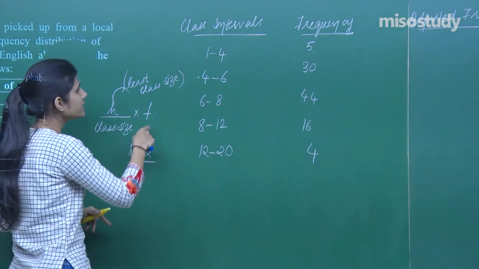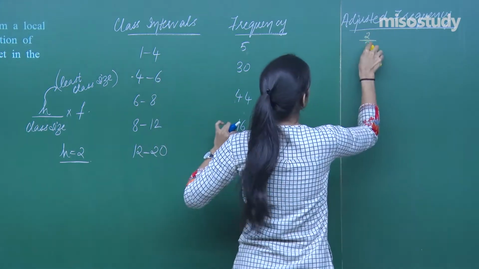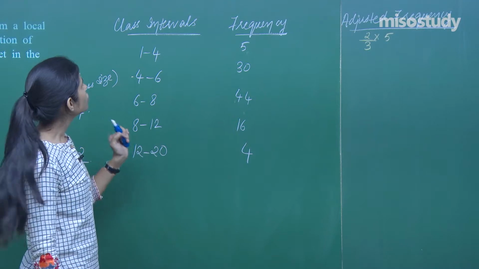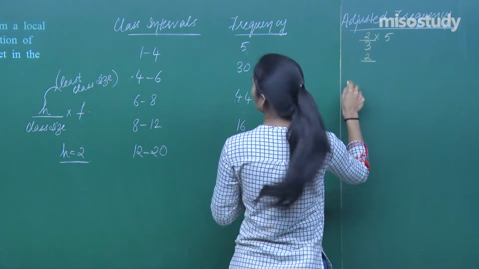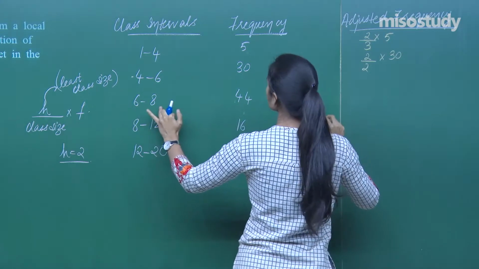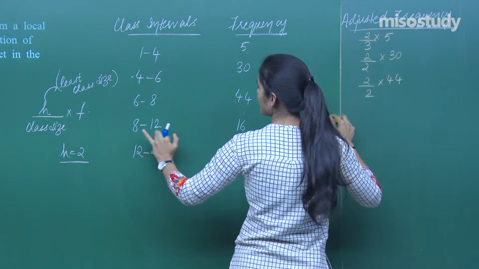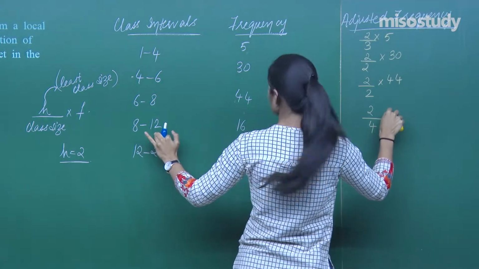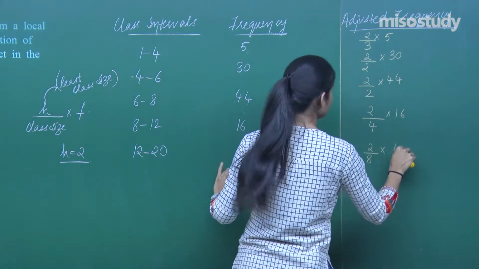So 2 upon class size into frequency. What is the class size of 1 to 4? It is 3, so 2 upon 3 into frequency. Then you have 4 to 6, here you have 2 upon 2 into frequency. Then 6 to 8, 2 upon 2 into frequency. Then 8 to 12, 2 upon 4 into frequency, which is 16. And then 12 to 20, 2 upon 8 into frequency.